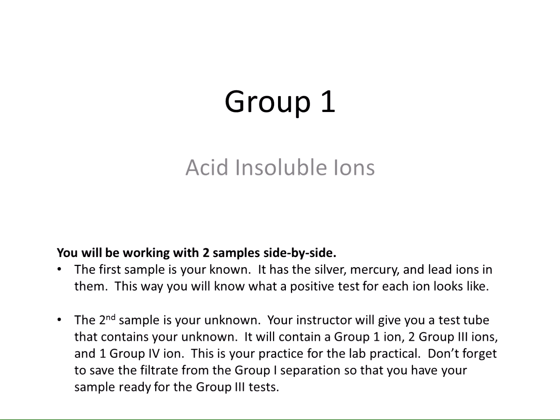The second sample is your unknown. Your instructor will give you a test tube that contains your unknown. It will contain one group 1 ion, two group 3 ions, and one group 4 ion. So this is your practice for the lab practical, but you'll have twice as many ions in it for the practice lab practical than you will for the practical.